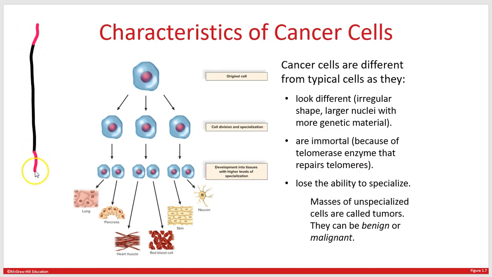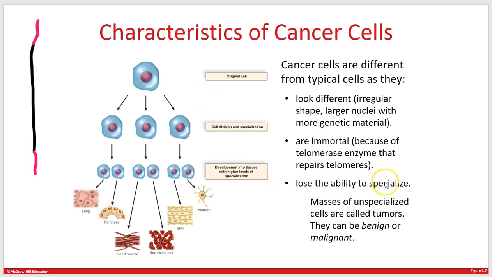Well, cancer cells have this enzyme that repairs these things. And so once a cancer cell divides and you have this section that comes in and erases it, cancer cells have an enzyme that will come back in and lengthen that telomere back again.